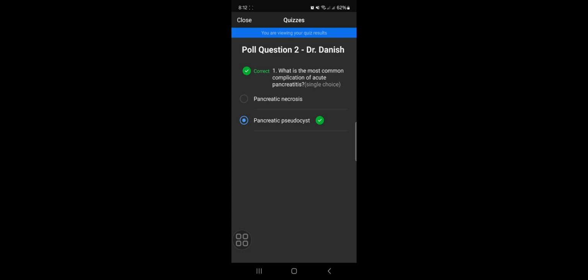Okay, so the right answer is pancreatic pseudocyst. Pancreatic pseudocyst is the most common complication of pancreatitis.